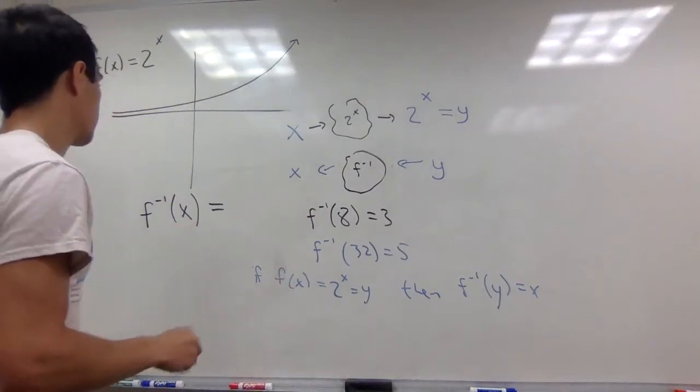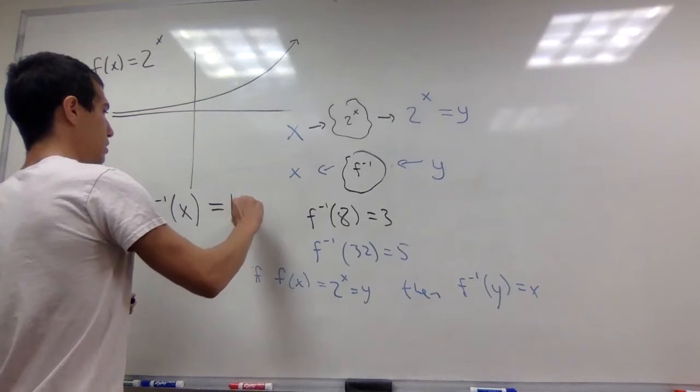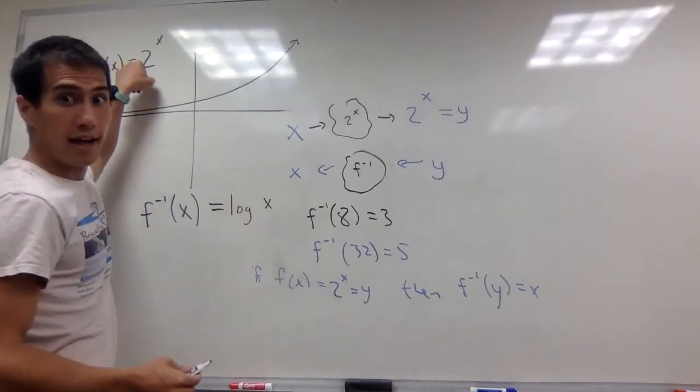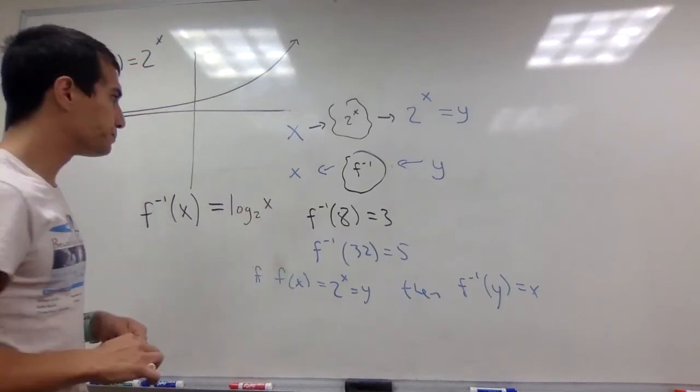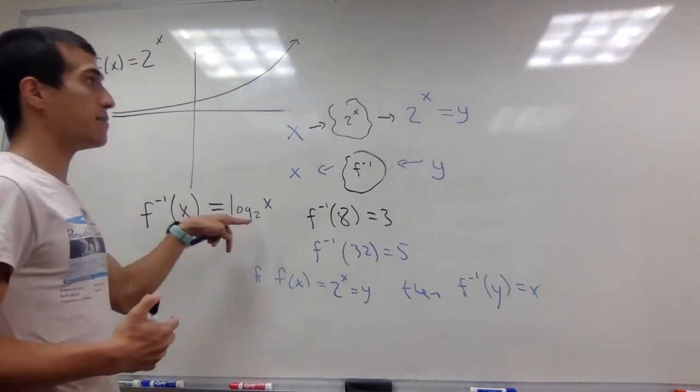And so this function, since it has an inverse, we can give it a name. We can call this the log of x. And since the base of this exponential function was 2, we'll denote that by log base 2 of x. And this is the definition of the log function for any base b.